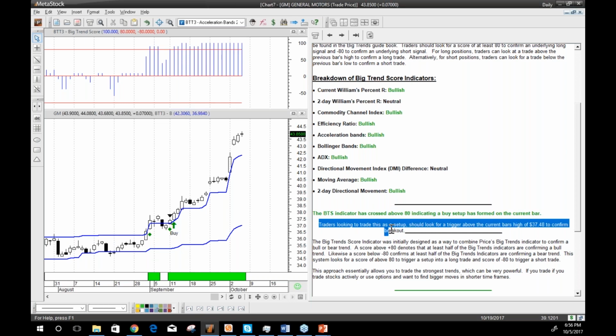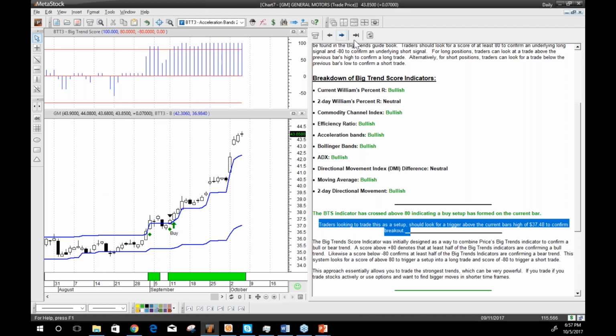If you're looking to trade this as a setup, you should look for a trigger above the current bar's high of $37.48. So it's saying, okay, right now, all of these indicators that compose the breakdown, the BigTrends Score, the cumulative total has gone above 80, meaning all of them but two are bullish, okay? And the way we're going to confirm, and Price is really big into confirmation, that this isn't just a temporary thing is we're going to wait for a close above the high tomorrow.